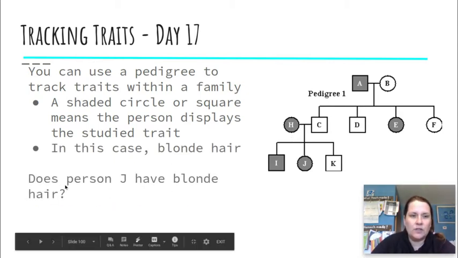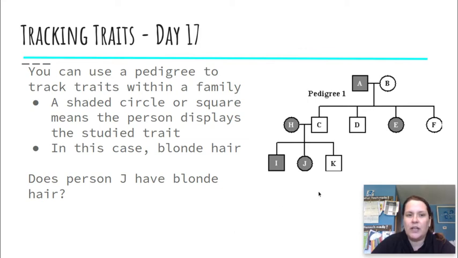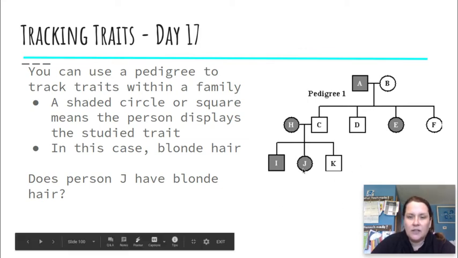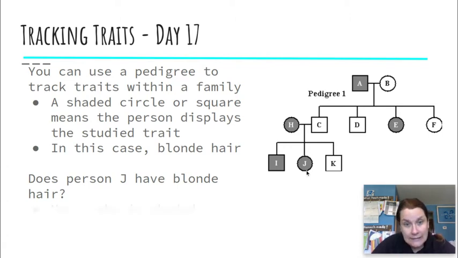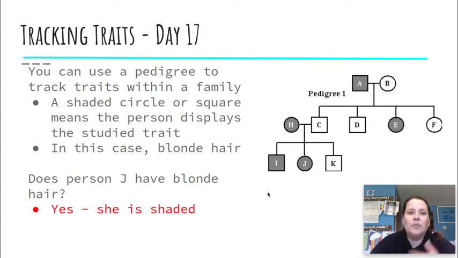The first question: does person J have blonde hair? So right here, letter J, does that person have blonde hair? Yes. How do we know that? Because she is shaded in, and she is a girl, a female, because it's a circle.